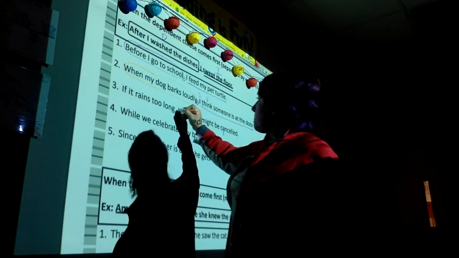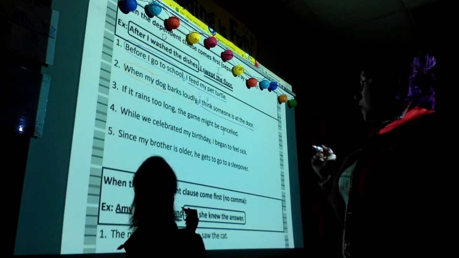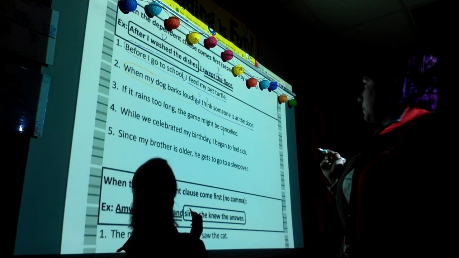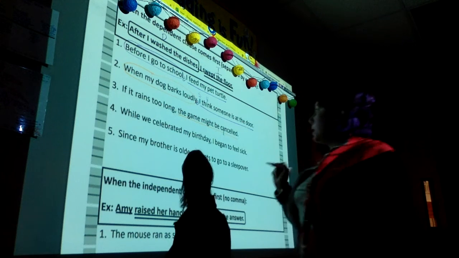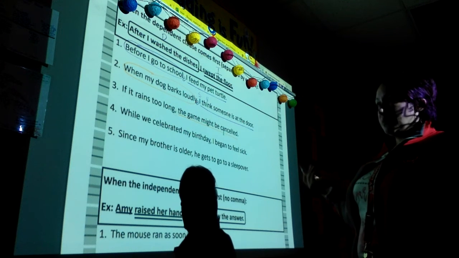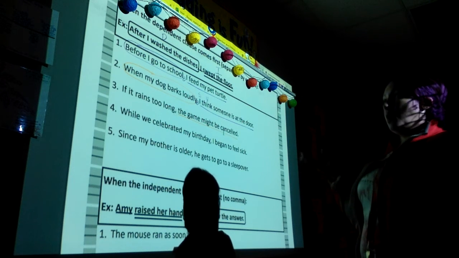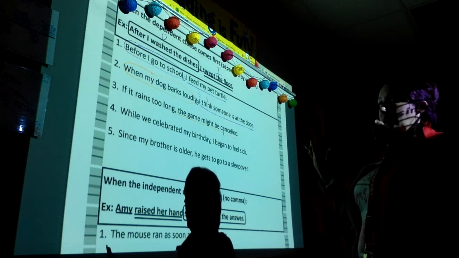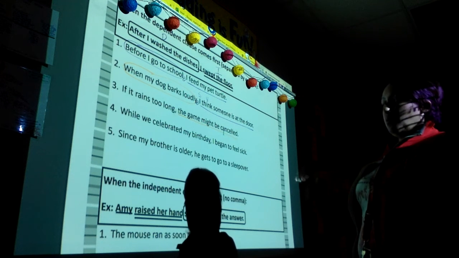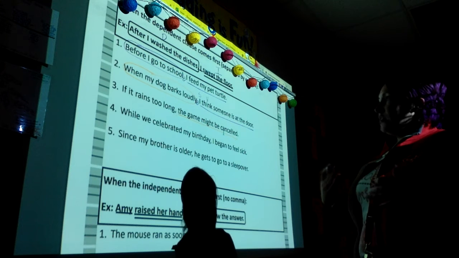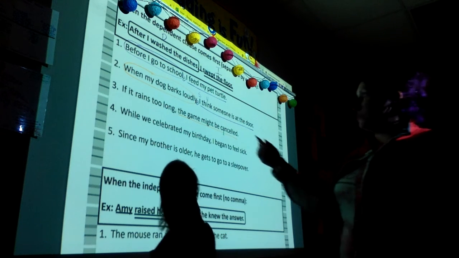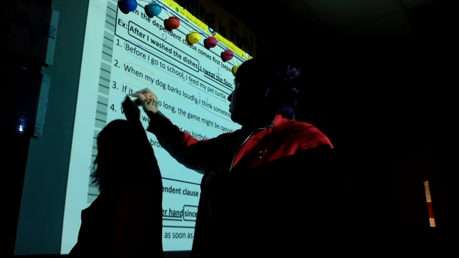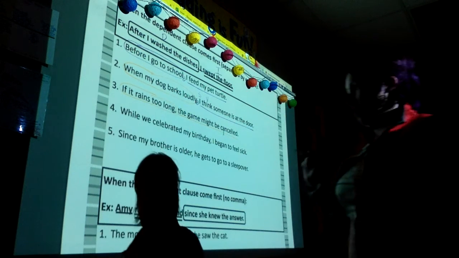Okay? Comma, if it rains too long, the game might be canceled. The game might be canceled is a complete sentence. If I said that to you, the game might be canceled, you know exactly what I'm talking about and what it is that I'm telling you. If I just said, if it rains too long, you're going to wonder what it is that I'm trying to tell you, right? What about if it rains too long?